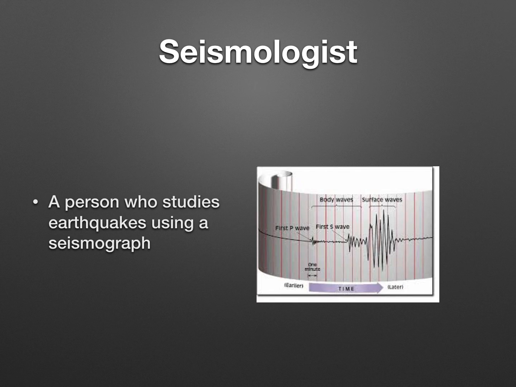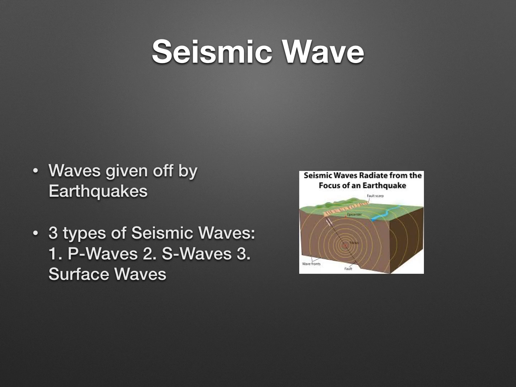Next is seismologist. Anytime you see the word ologist in science, it means a person who studies something. It just depends on what the prefix on that word is. In this case, it's seismic. So a seismologist is a person who studies earthquakes, and believe it or not, they use a seismograph. These words start to make sense once you understand that seismic waves are earthquake waves. A seismologist studies earthquakes. They use a seismograph to do so. And a picture shows you a seismograph and the different types of waves and how they are studied.